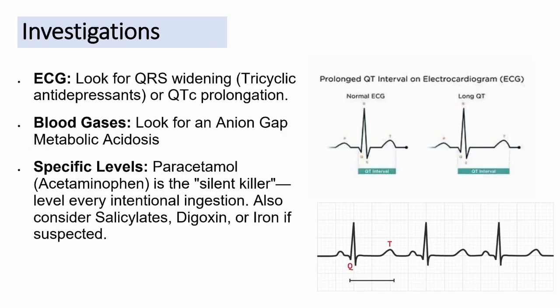We have to get a rough idea about the toxidrome just after the admission. Then after that, we have to come to the investigations. ECG we have to take in unconscious patients, and agitation we have to rule out. Some antidepressants cause QT prolongation. You have to see the QT prolongation here. This is normal, this is prolongation.